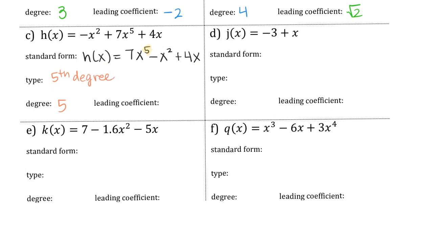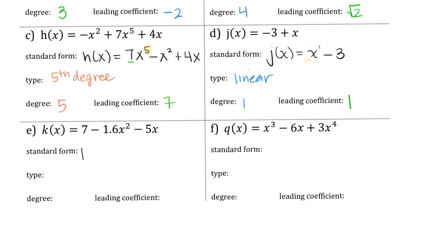The leading coefficient is the number in front of the x to the fifth, which is a 7. Let's try this one, j of x equals x minus 3. The degree is the x to the 1, linear. Oops, degree 1, type is linear. Okay, leading coefficient. What number is in front if there's no number? That's technically considered a 1. So 1x to the 1.